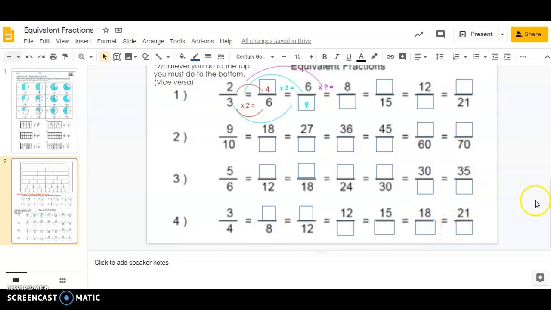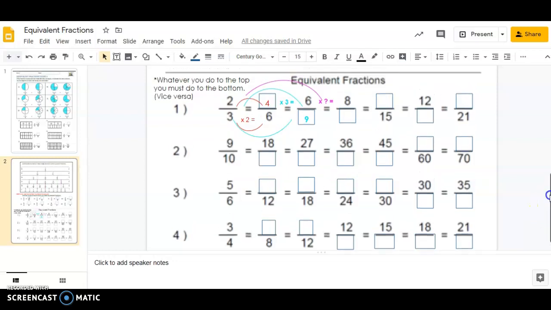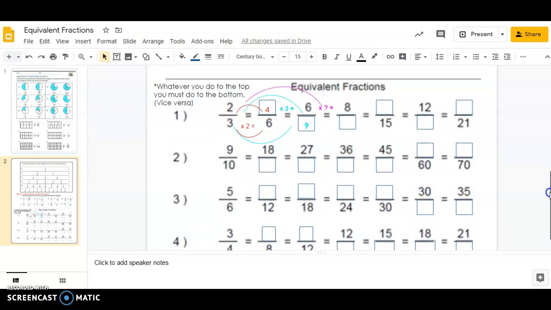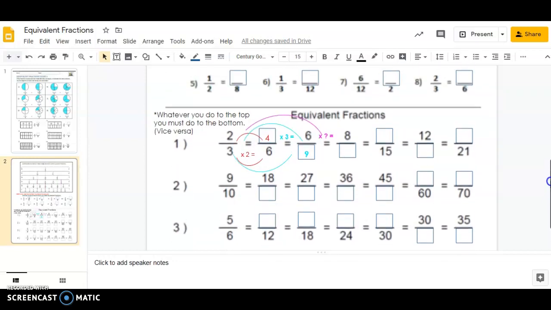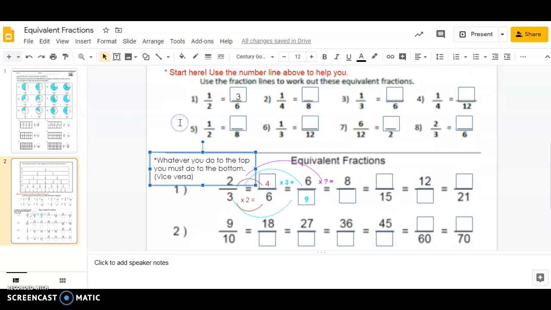We're going to use our multiplication skills, and whatever we do to one part of the fraction, the denominator, the same thing will have to be done to the top. So I've got my little note up here that says, whatever you do to the top, you must do to the bottom, and vice versa.